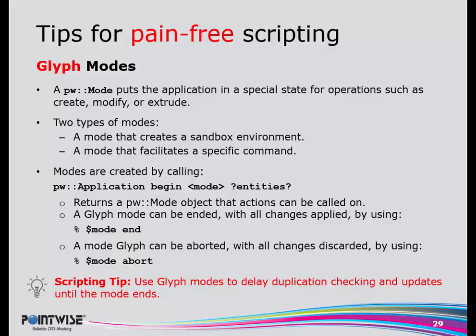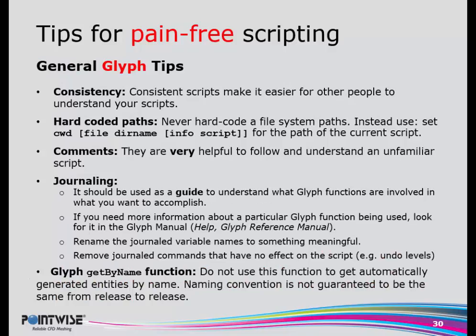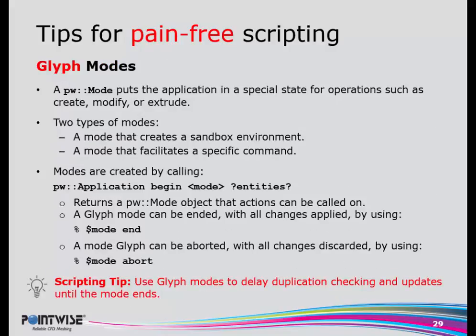So you call pw::Application begin mode, and there are different mode types. There's modification modes, there's copy and paste modes and things like that. You bring these entities into a mode, you perform the actions, and then when you're done, you call mode end. I'll also mention that if you journal in Pointwise, you'll see modes and collections being used in Glyph as you're journaling. So that's a good indication that it does improve the efficiency.